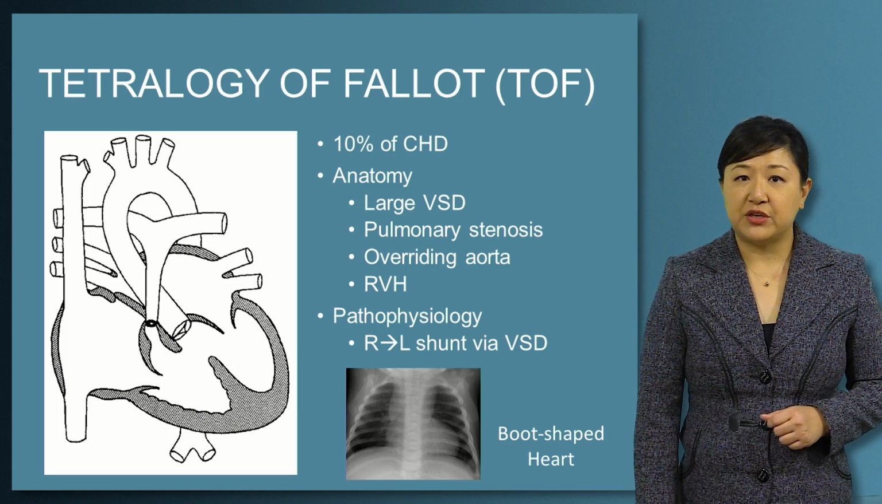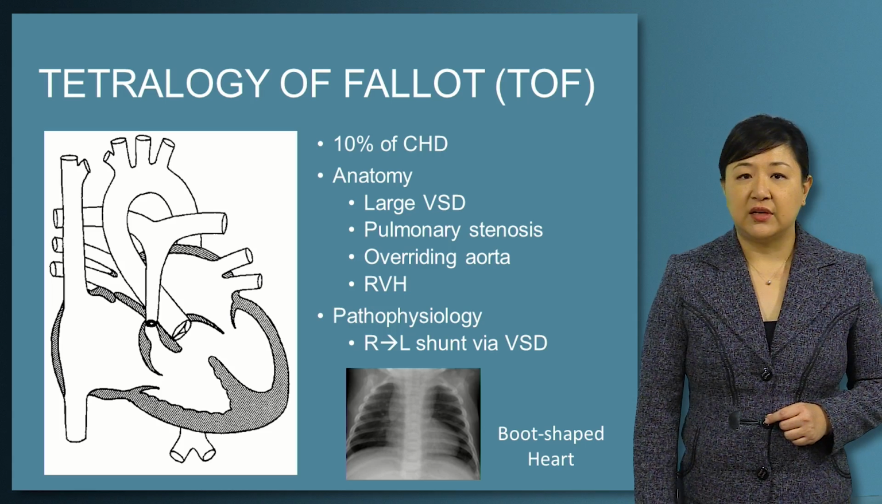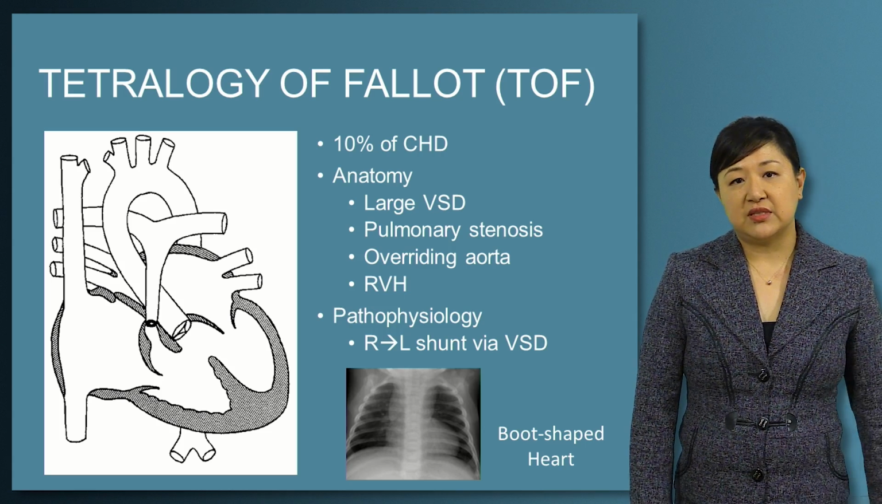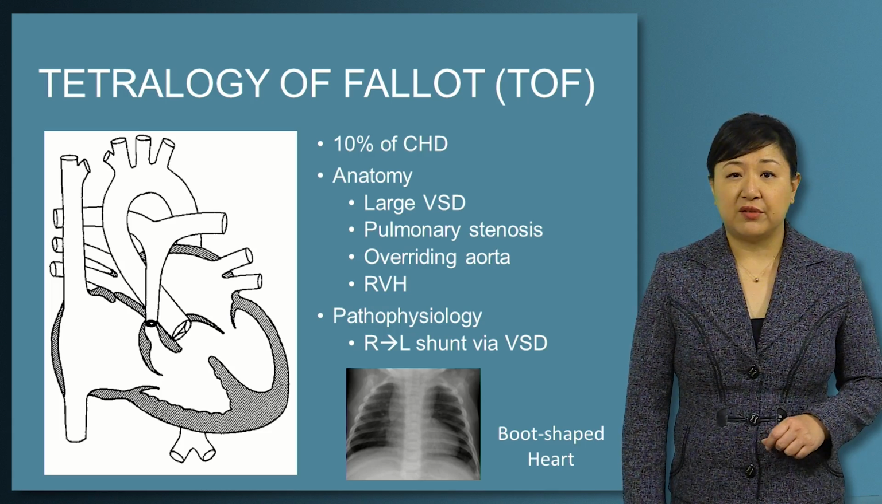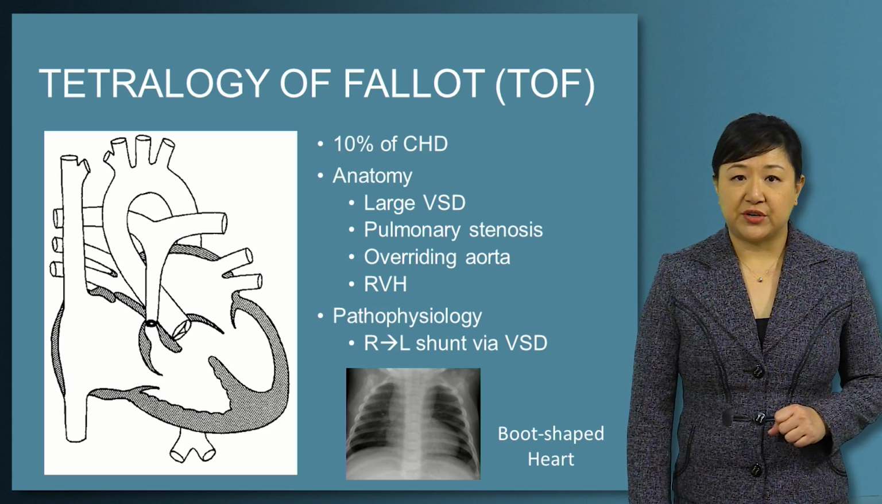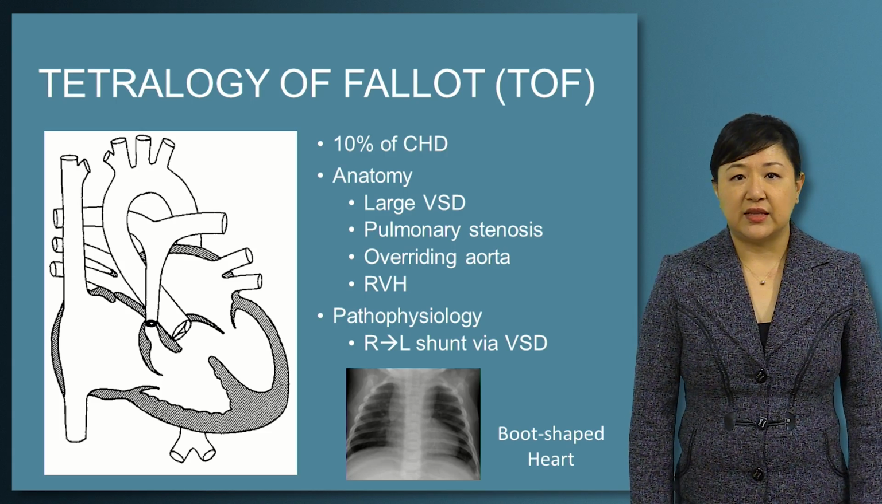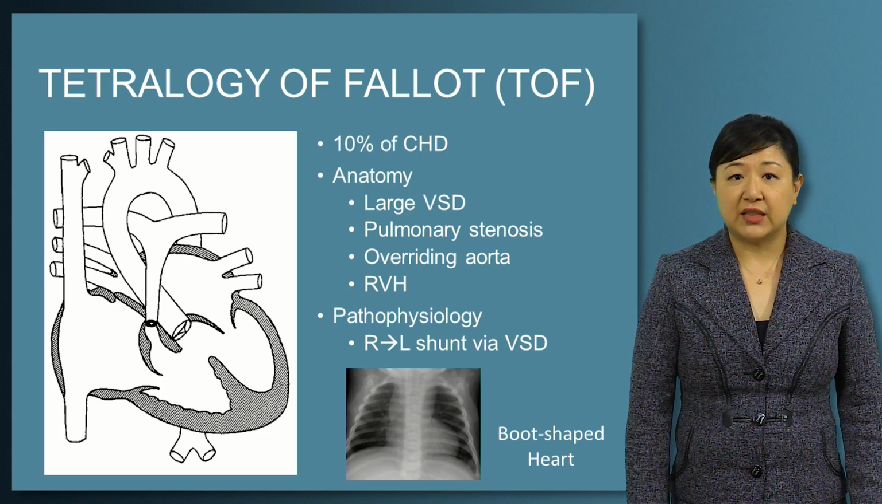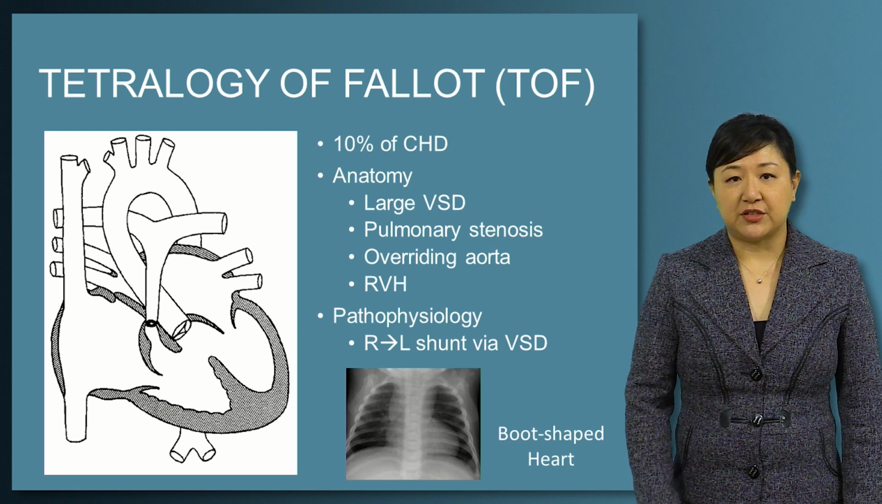Now, how cyanotic you are depends entirely on how much pulmonary stenosis you have. If you only have mild pulmonary stenosis, it may still be easier for the blood to go left to right through the VSD and go to the pulmonary circulation. But if you have severe pulmonary stenosis, then it's easier for the blood to go right to left across the VSD and re-enter the systemic circulation.